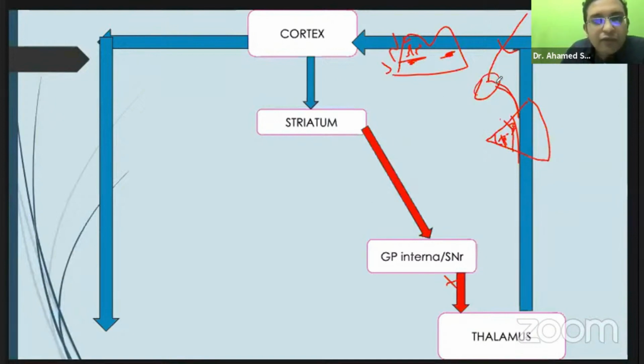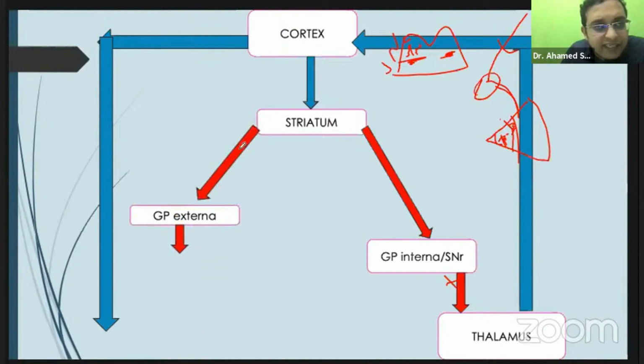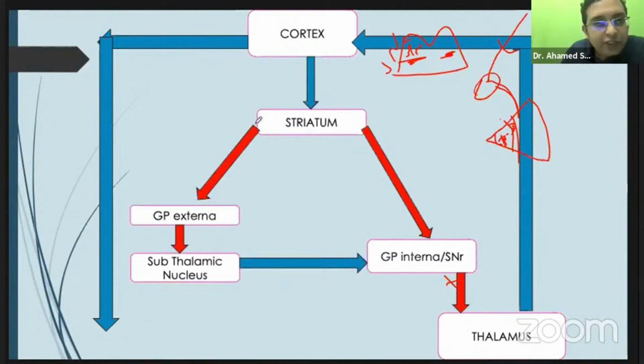So, no confusion: the direct pathway facilitates the thalamus. In turn, in normal persons, the striatum, in the direct pathway, facilitates the thalamus and in turn facilitates the cortex. So what happens in the indirect pathway is that it inhibits the globus pallidus externa, which in turn inhibits the subthalamic nucleus. Same thing that we were talking about here.